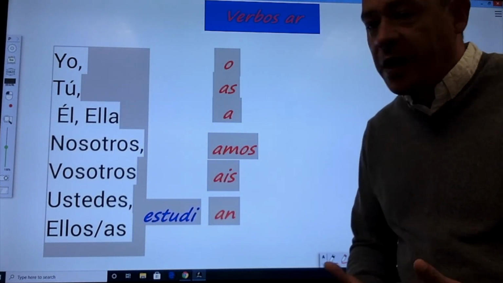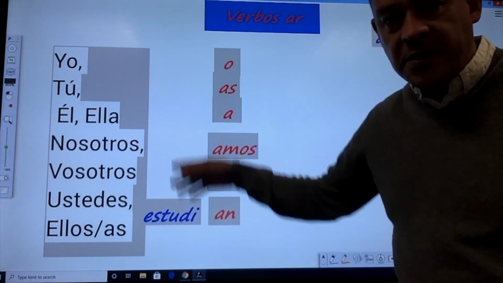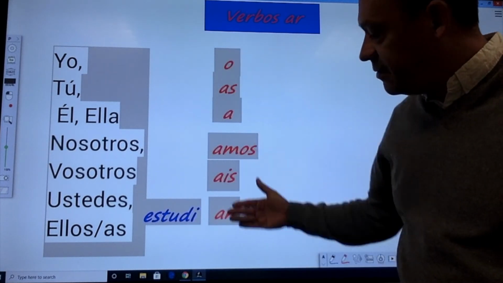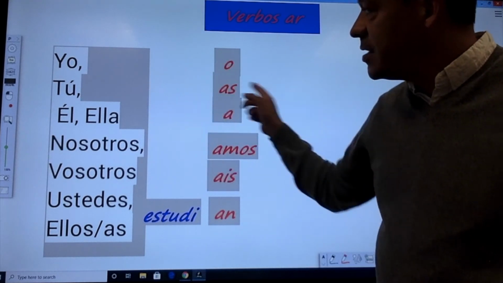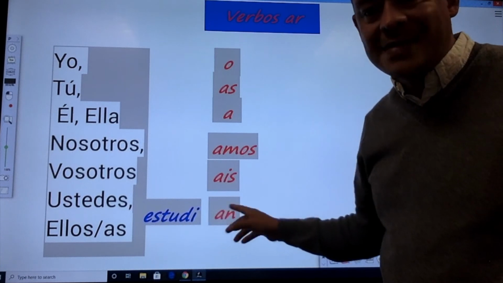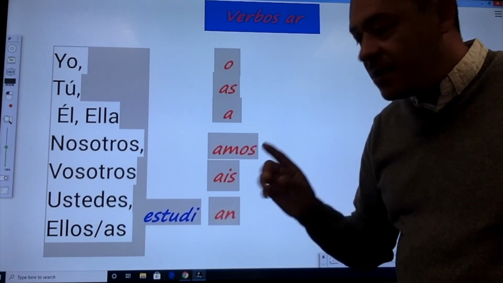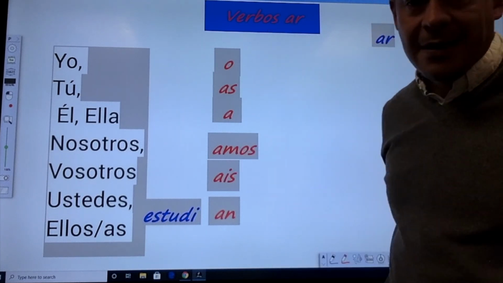One trick that I can share with you is just memorize one verb with every single person, and then you will have all the endings for any other verb you want. Yo estudio, tú estudias, él, ella estudia, nosotros estudiamos, vosotros estudiáis, ustedes, ellos, ellas estudian. Learn one verb and then just apply this to any other AR verb that is regular in Spanish.